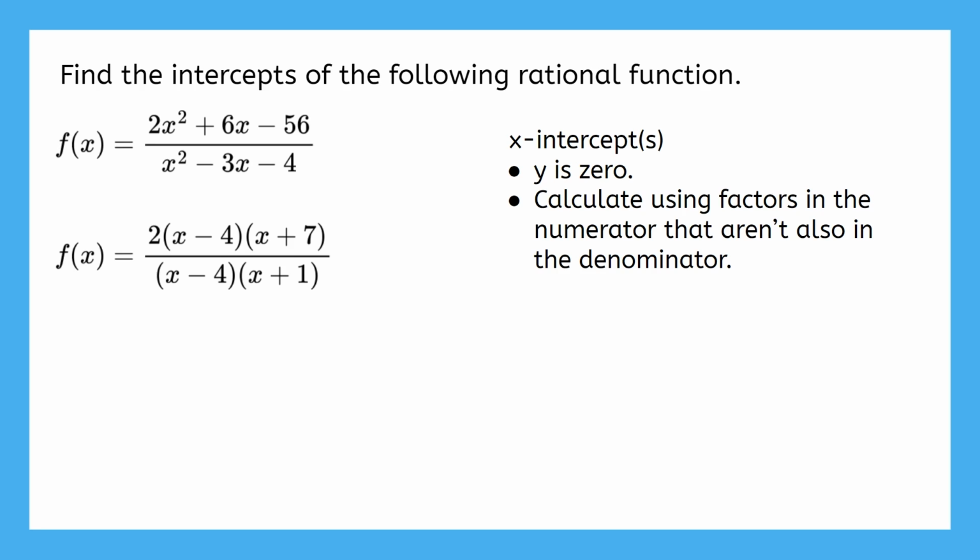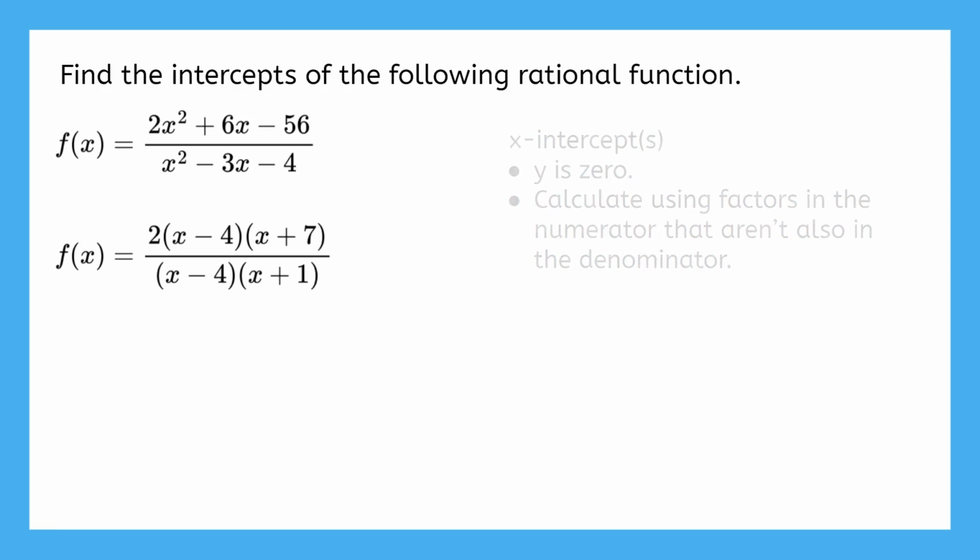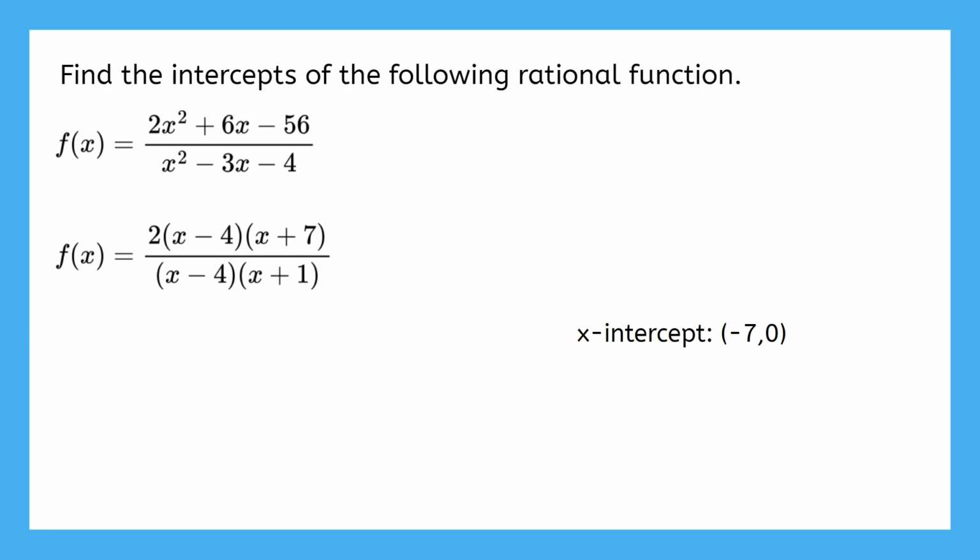But there's a problem with one of these potential x-intercepts. You see what the problem is? Positive 4 is actually a hole in the graph because that factor is also in the denominator. The graph doesn't intercept the x-axis if there is a hole where their point should be. Therefore, we really only have one x-intercept this time, and it's at negative 7. So the point is (-7, 0). Let's move on to the y-intercept.